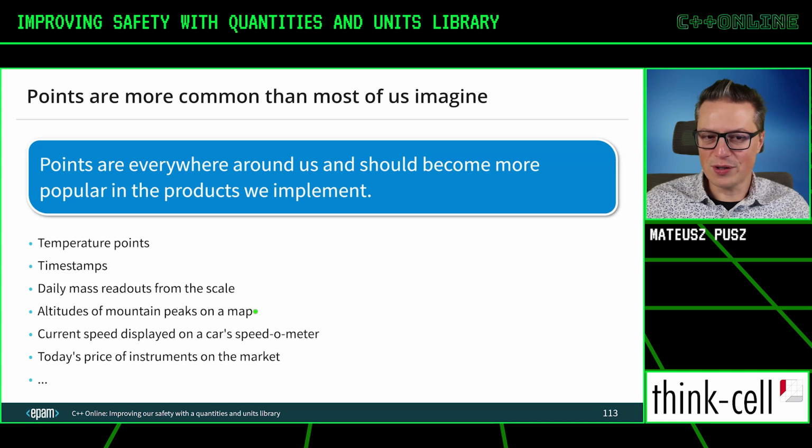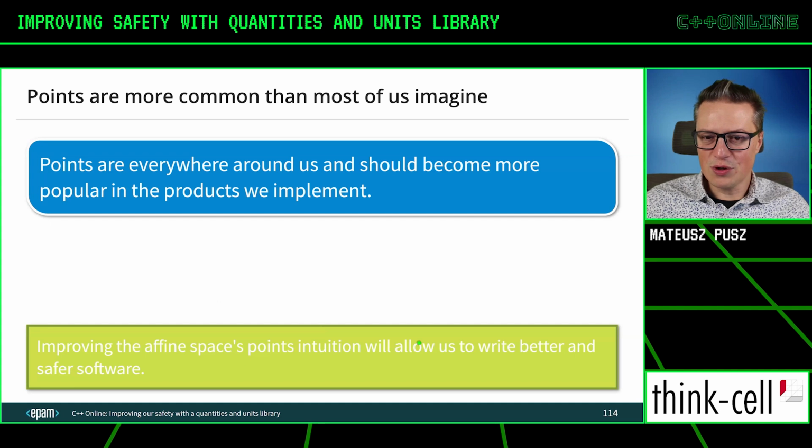Altitudes of mountain peaks on the map. Current speed displayed on the car speedometer, right? Or maybe some distance traveled by car that you can read out from the meter in your car. Today's price of an instrument on the market. Again, it's a point, and you should implement it this way.